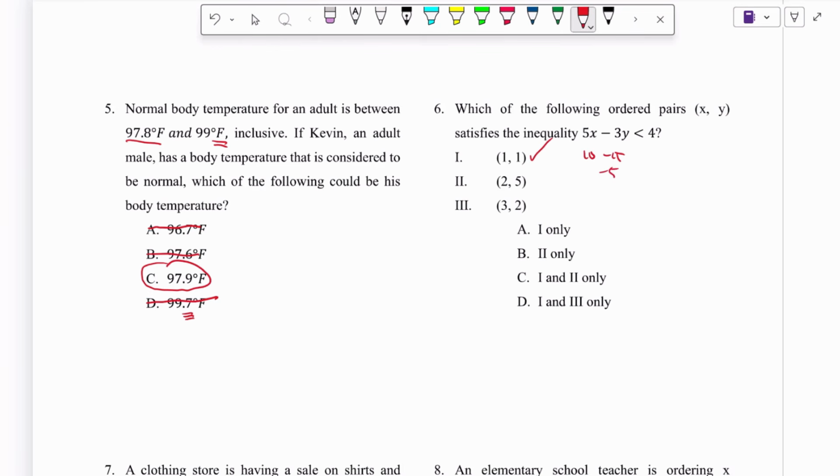10 minus 15 gives me negative 5. That is definitely less than 4. Come over here, plug in 3 and 2. That gives me 15 minus 6, which gives me 9, which doesn't work. So which are the ones that satisfy this inequality? Answer choice C, 1 and 2 only.